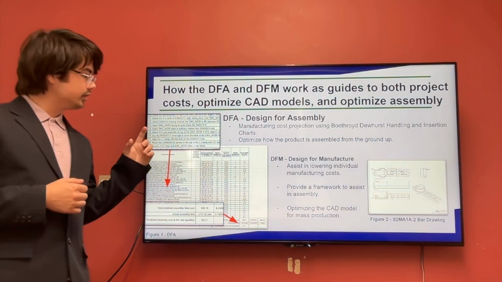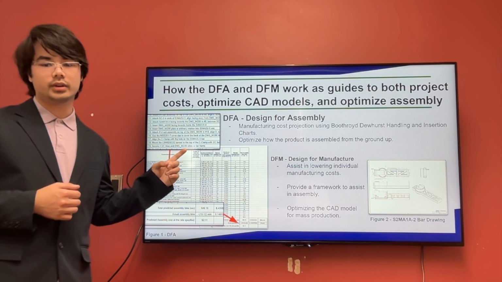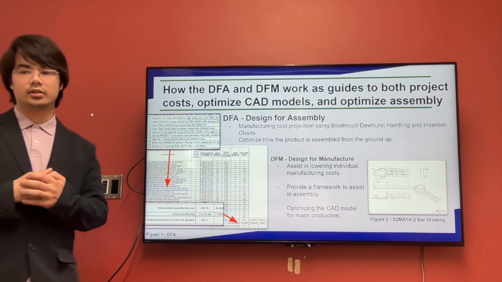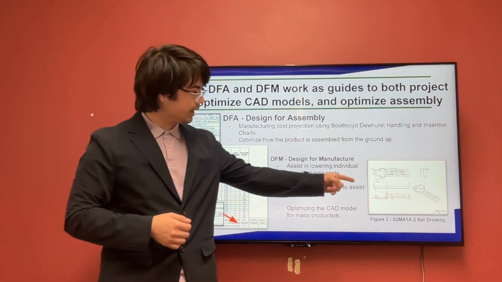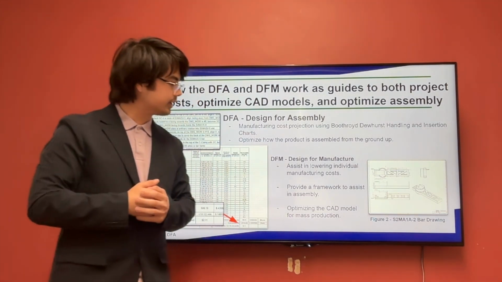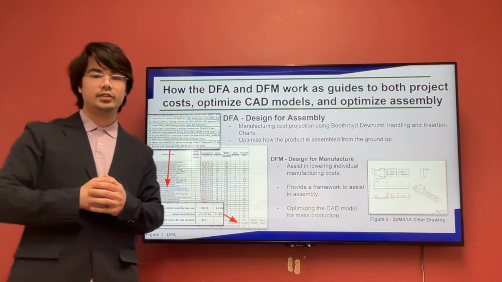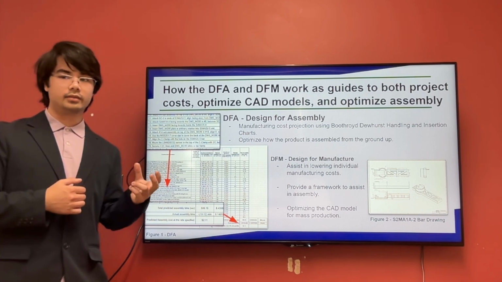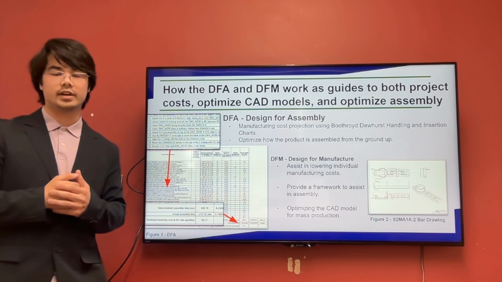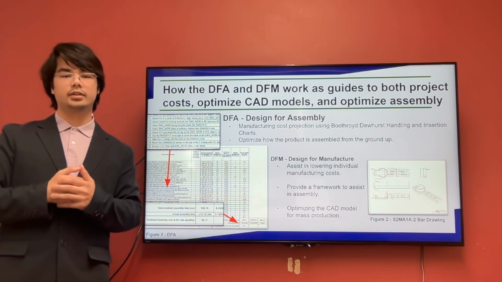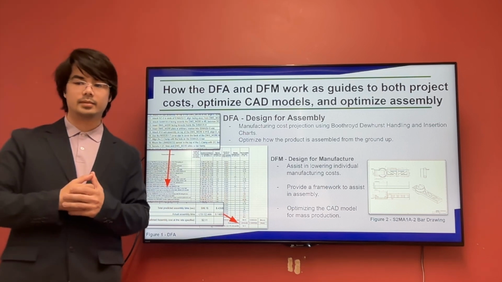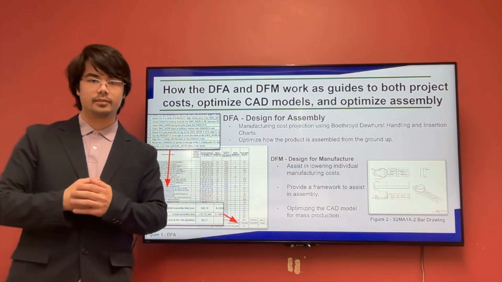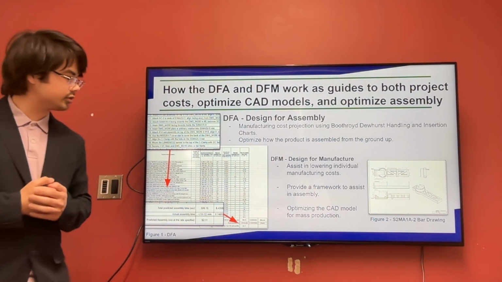The DFM is a way to help you design products that can be manufactured in mass. So a CAD model here shows how one of the pieces in the gimbal was created in CAD, and it was designed in a specific way so that it could be manufactured in mass. This type of thinking helps lower individual manufacturing costs. It provides a framework to assist in assembly. It also optimizes the CAD model for mass production. So keeping this in mind will keep our CAD model clean, but also keep it ready for mass production.